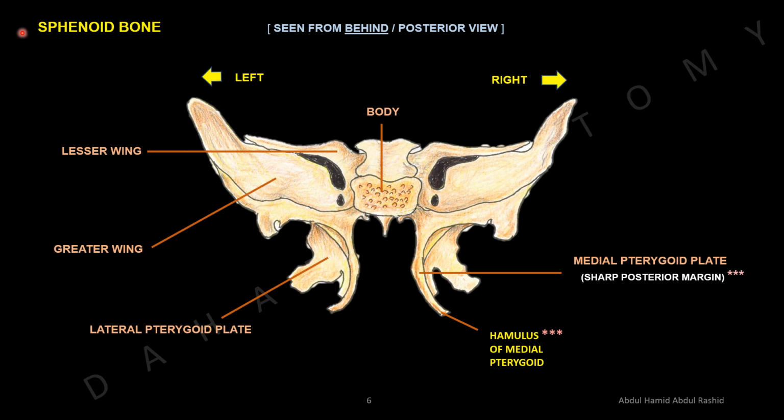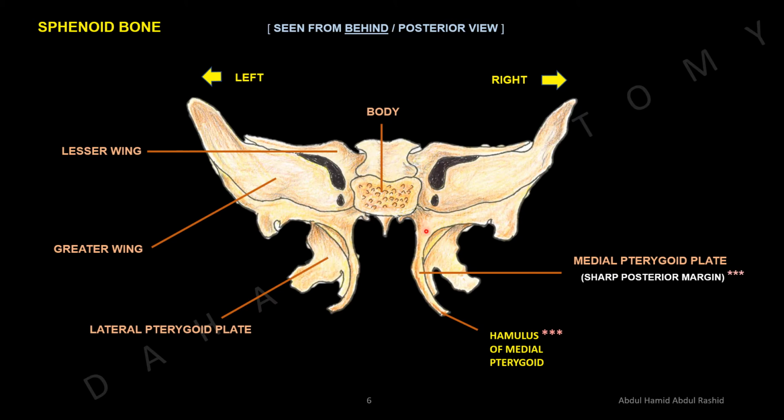Let's see the sphenoid bone. It is seen from behind, that is the posterior view. Let's see the parts of the sphenoid bone. This is the body of the sphenoid bone. These two are the lesser wings of the sphenoid bone. These two are the greater wings of the sphenoid bone. This is the lateral pterygoid plate. And this is the medial pterygoid plate. We are looking at the medial pterygoid plate.